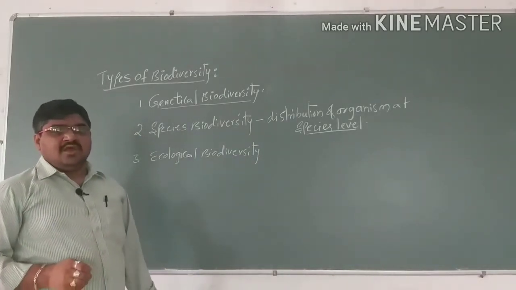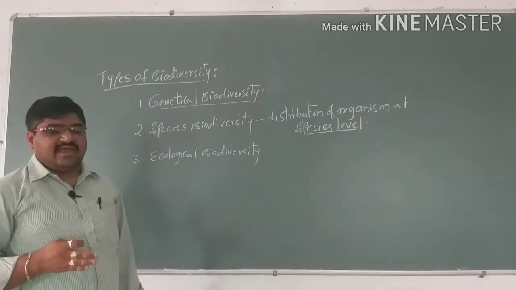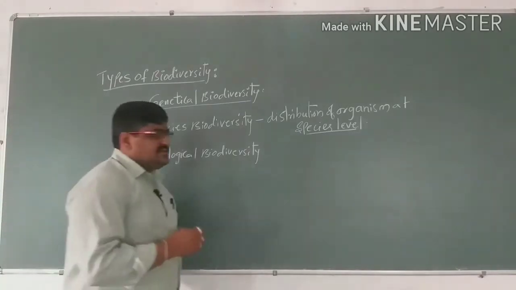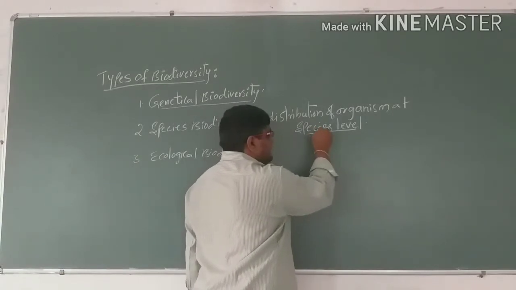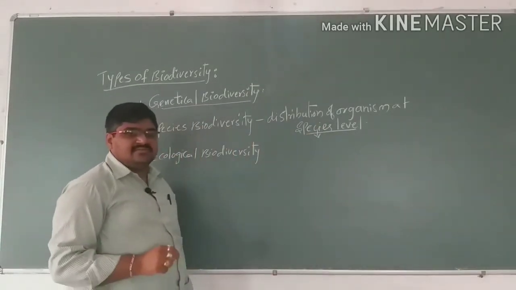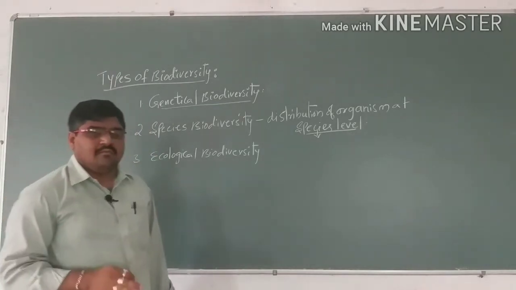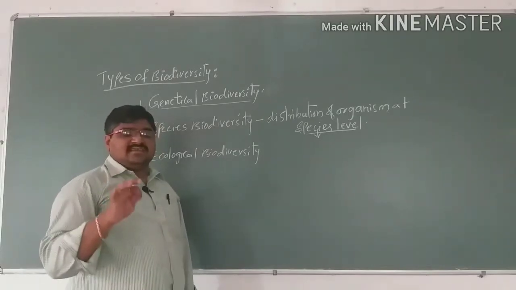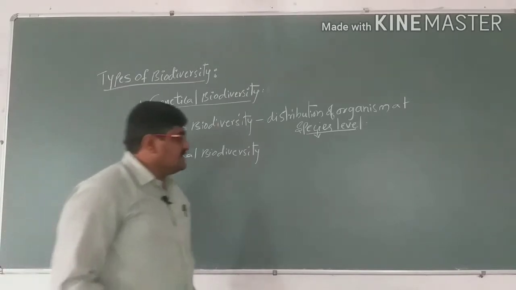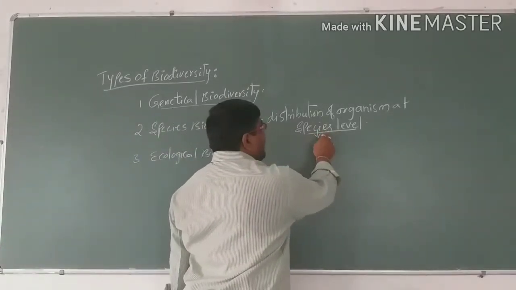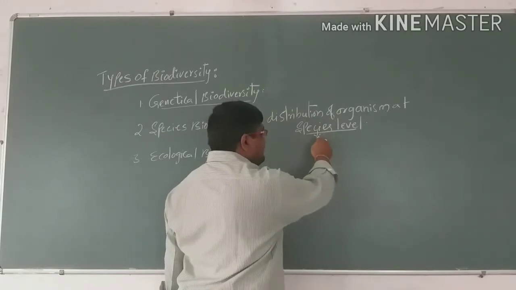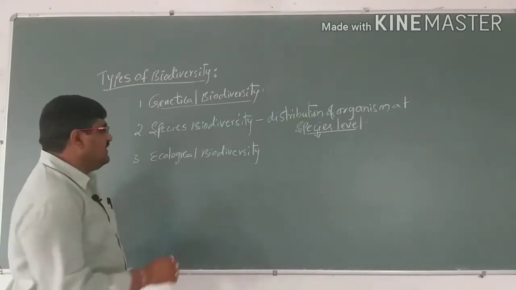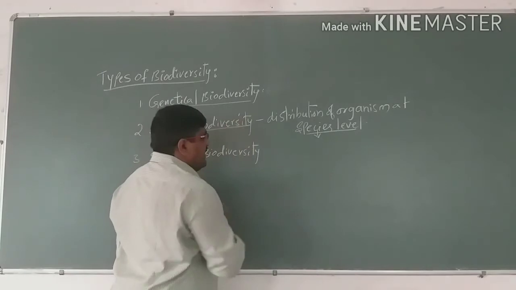We know that a species means a group of organisms having the same common ancestors which are able to produce fertile offspring. They are produced from a common ancestor, and they have the capability of producing young ones. Such organisms we call a species. If all life forms are present at a species level, then we call it species biodiversity.